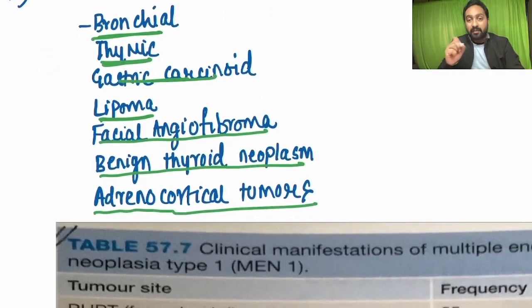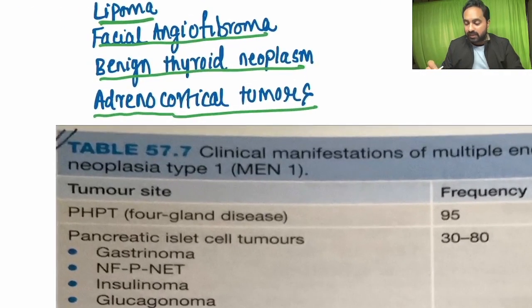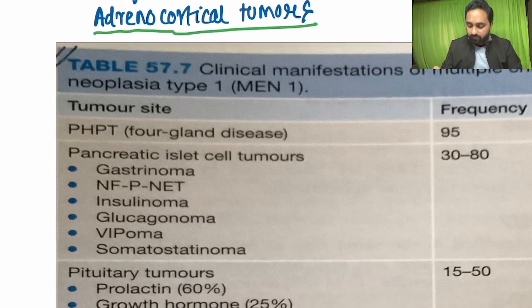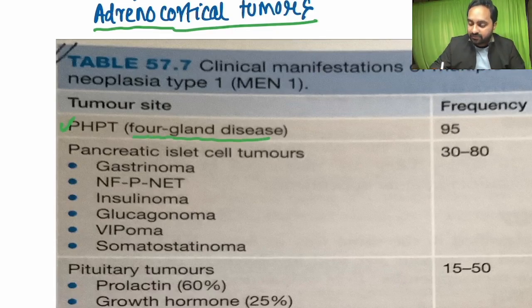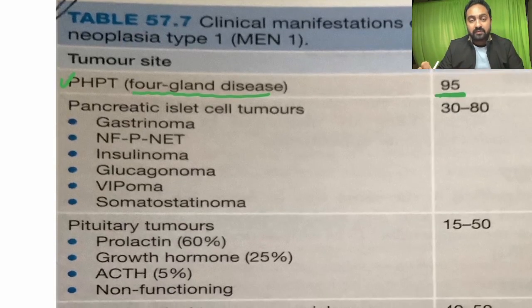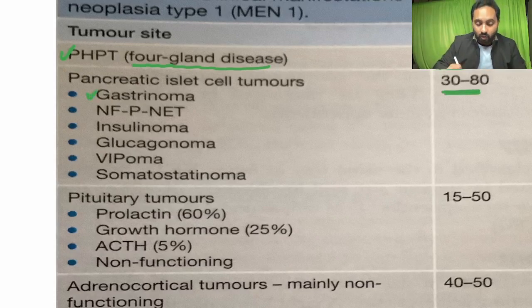So let's summarize the clinical manifestations of multiple endocrine neoplasia type 1 with the help of this table that we have. So we have tumor site PHPT, which is the 4-gland disease involving the parathyroid, which has a frequency of around 95. Then we have pancreatic islet cell tumors, which has a frequency of around 30 to 80%, right? And as we said, gastrinoma is common, and in case of non-functional pepoma are more common. Then other neuroendocrine tumors that may be present include vipoma and somatostatinoma.